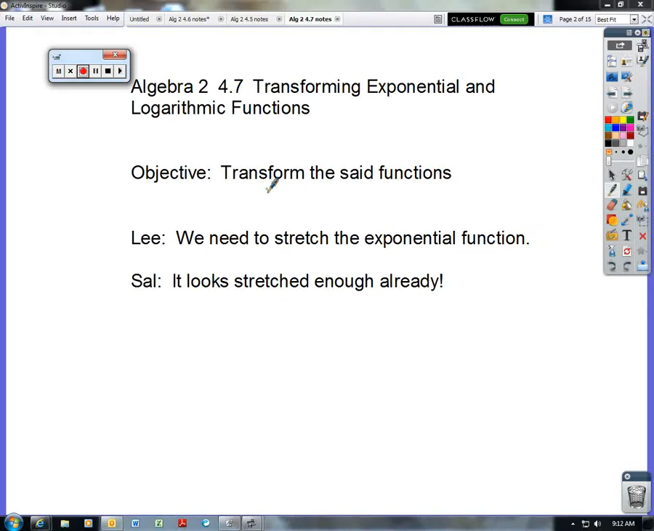So this is Algebra 2, 4.7. We're going to be transforming exponential and logarithmic functions. And we've already been transforming throughout this book, so this will be some review, but in terms of exponentials and logarithms. And Lee and Sal are having their conversation there. Lee, we need to stretch the exponential function, and she says it looks stretched enough already.